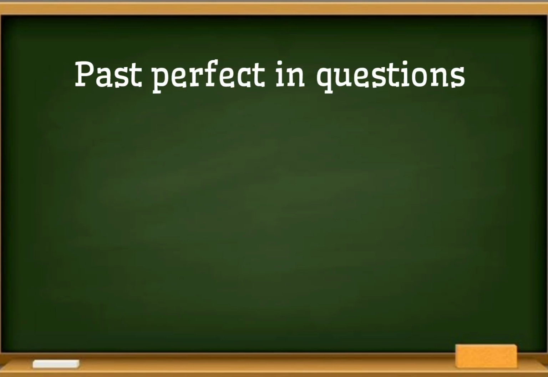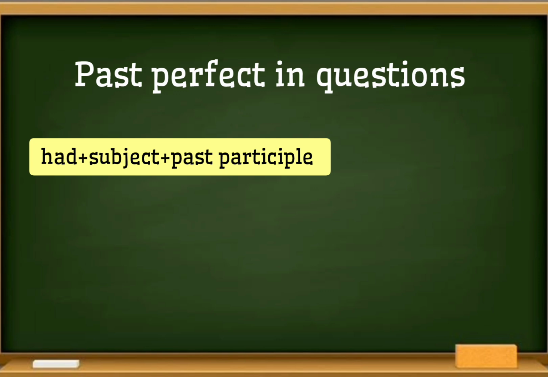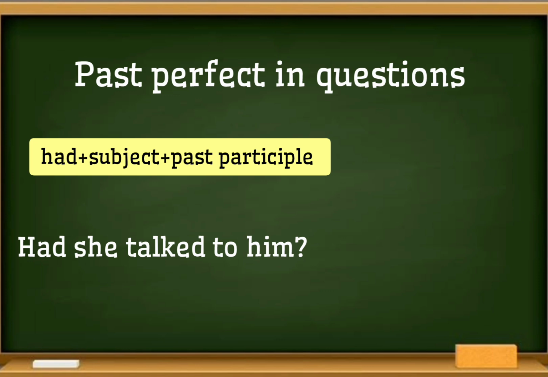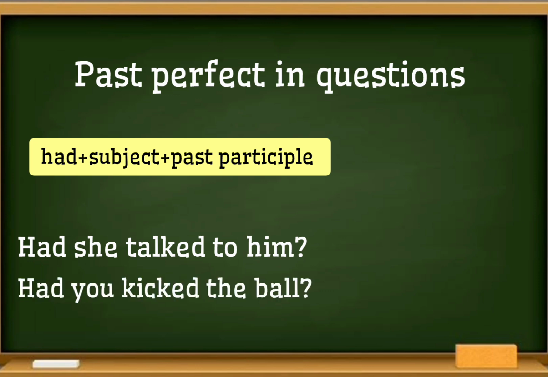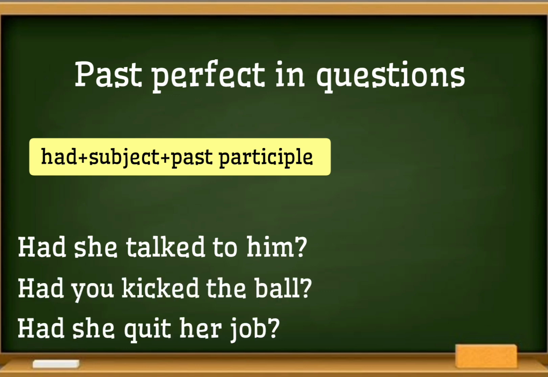And now, how to form past perfect in questions. For that, we need "had" plus the subject and then the past participle. For example, had she talked to him? Had you kicked the ball? Had she quit her job?